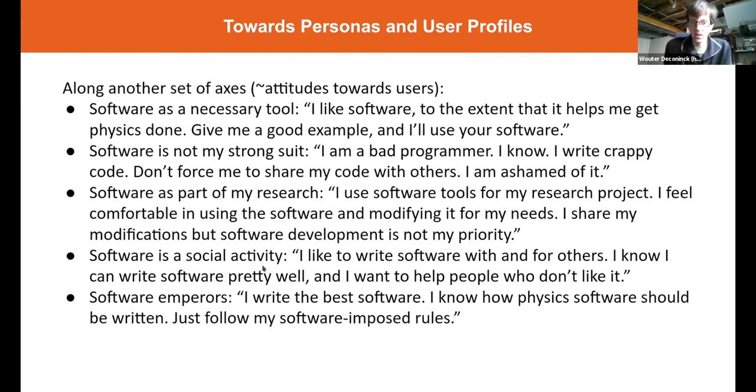Somewhat surprising, there were some people who said that they like to write software with and for others, and actually, you know, like Git and GitHub as a platform, especially for that reason. They write software pretty well, and they want to help people who don't like it. And then we have what we've started to term software emperors, who write the best software. They know how it should be written. Just do what they say, and you'll be all fine.